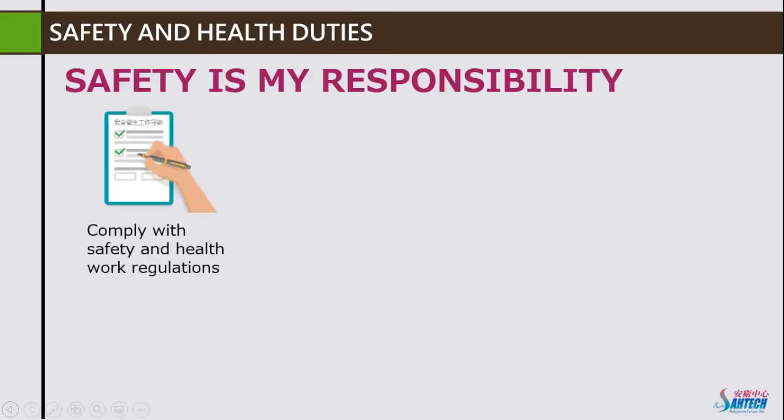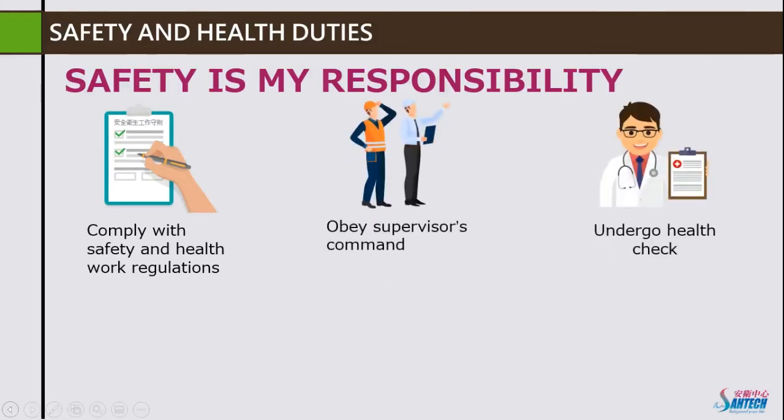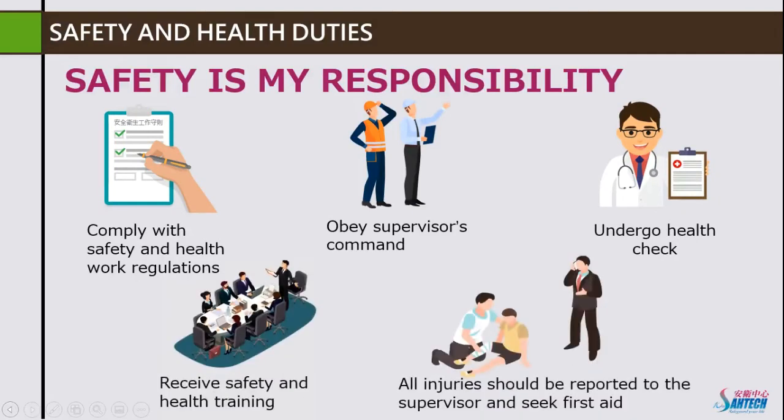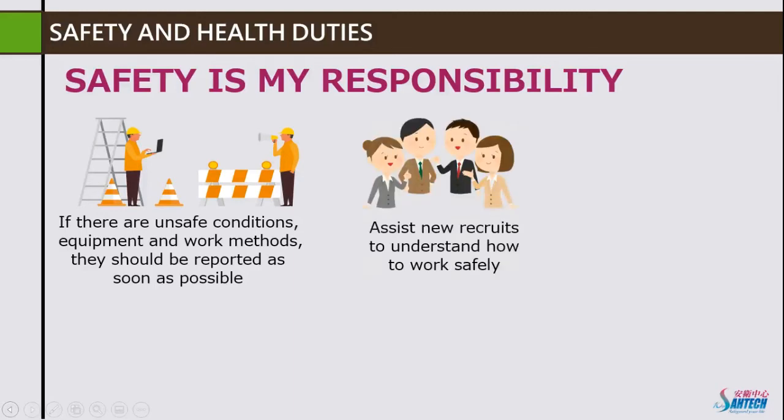1. Safety and Health Duties. Safety is my responsibility. Comply with safety and health work regulation. Obey supervisor's command. Undergo health check. Receive safety and health training. All injuries should be reported to the supervisor and seek first aid. If there are unsafe conditions, equipment and work methods, they should be reported as soon as possible.